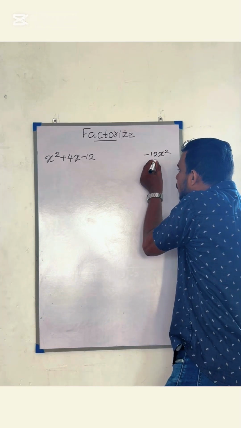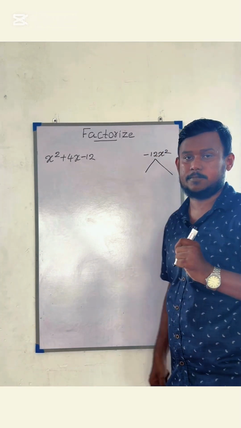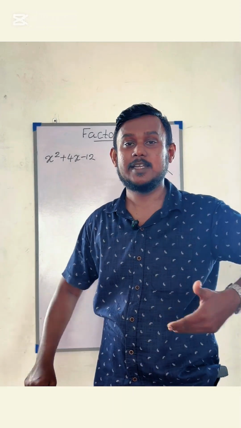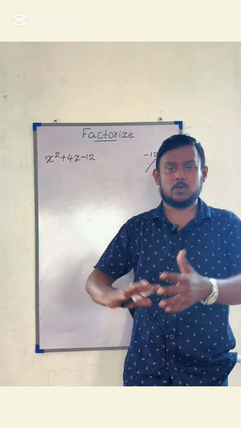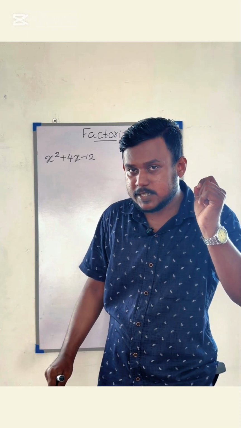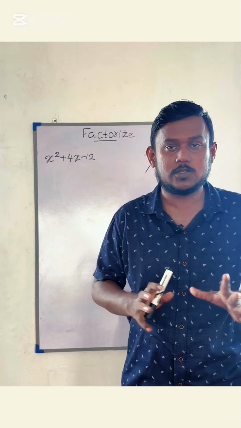Try to find the factors of 12. What are the factors of 12? So you know that, right? 12 into 1, 6 into 2, 3 into 4. Those are the factors, right? Now we have to recognize which factor pair is the most suitable one out of all of those.